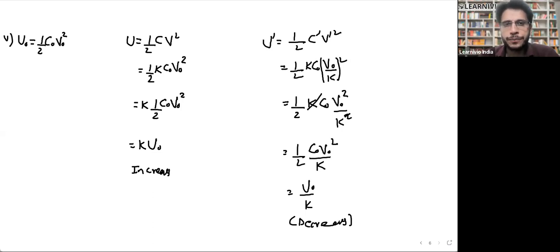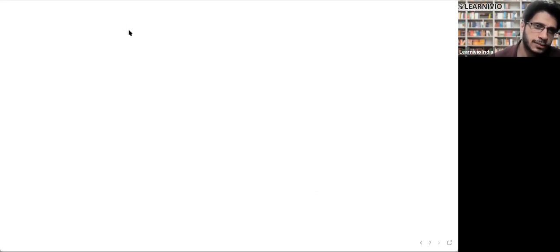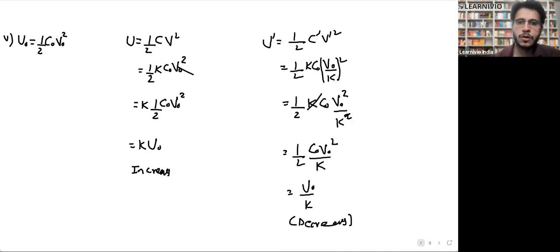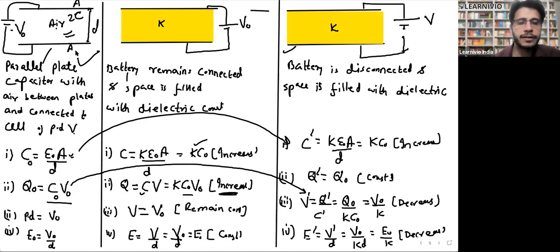Can I change this right now? Yes, sir. Okay. So this completes the theoretical part of capacitance. The next are the circuits. If you disconnect the battery and the medium is the same, then no quantity will change. Quantities will only change if you're introducing a dielectric.